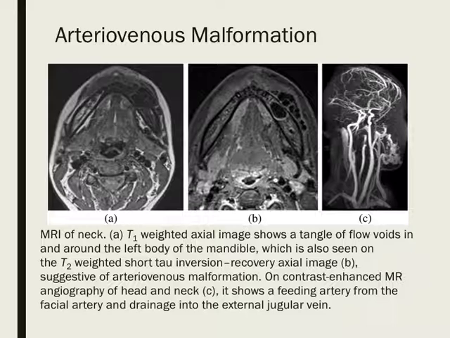So here you have the signal void areas within the jaw and around the area on the left side. It's both similar on T1 and T2. And then with the MRA, you see that there are these multiple tubular enhancing vessels. They see a feeding artery and a draining vein.